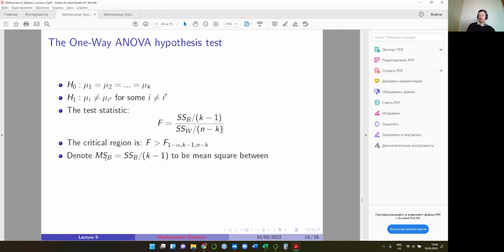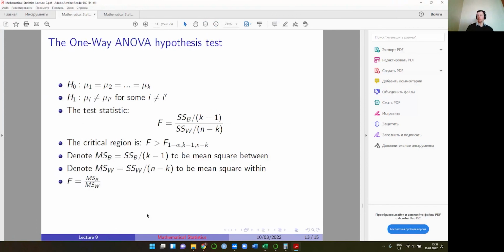So we can denote the numerator in the following way, and we can call this mean square between. We usually use the acronym MS for mean squares. So mean square between, and MSW in the denominator is called mean square within. So sum of squares divided by the degrees of freedom. So F can be reformulated as this.